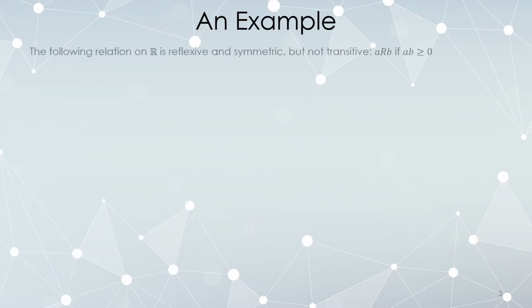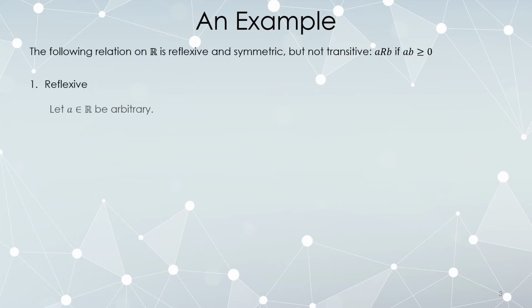Let's look at an example. Because both sets have to be the same set, we frequently just say a relation on R. And what we mean is a relation between R and itself. So here's a relation that is reflexive and symmetric, but is not transitive. A is related to B if the product AB is bigger than or equal to 0.